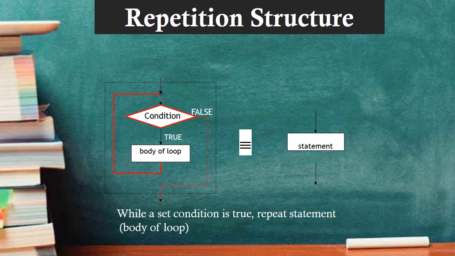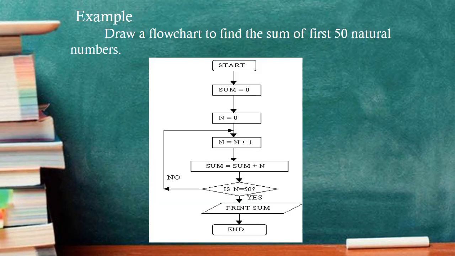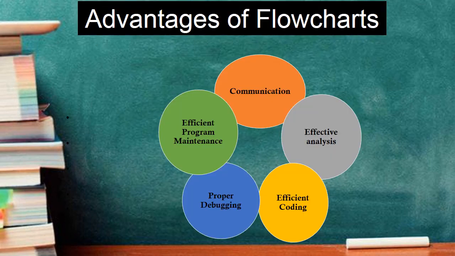So here you can see the syntax. Here we have a condition, and if the condition is true, then the body of the loop will be executed for a specific time period according to the condition, and if the condition is false, the loop will be terminated. Here we have an example to draw a flowchart to find the sum of 50 natural numbers.